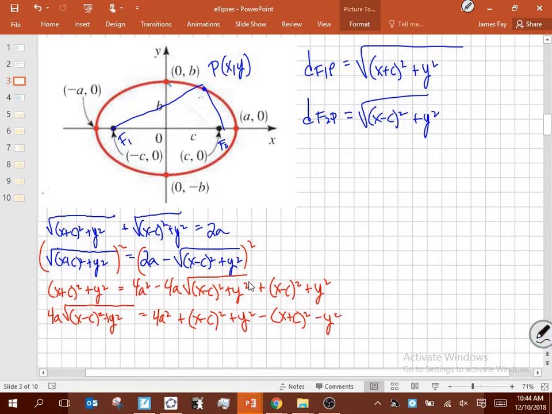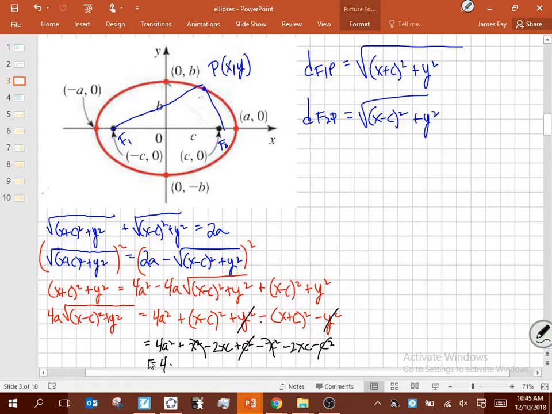The nice thing here is that the y squareds cancel. And then before I address this, let's clean the right-hand side up. We have 4a squared plus x squared minus 2xc plus c squared, minus x squared. It'd be plus 2xc, but it's minus that, so minus 2xc. And then it would be plus c squared, but it's a minus, so minus c squared. Some other cancellations occur. Those cancel. My x squareds cancel.